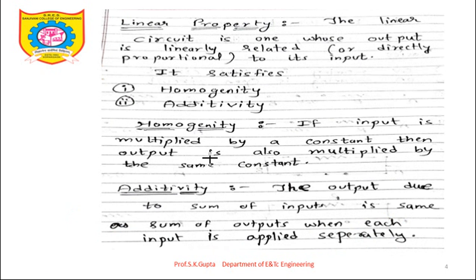Now superposition, Thevenin, Norton, reciprocity satisfy the linear property. That means these are applicable for only linear circuits. So let's learn the meaning of linear property. A linear circuit is one whose output is linearly, or I can say directly, proportional to the input.